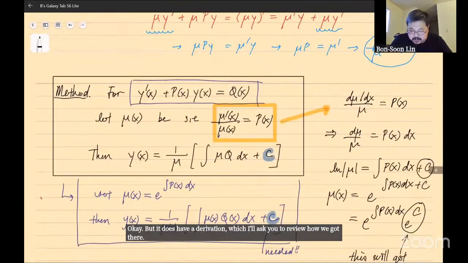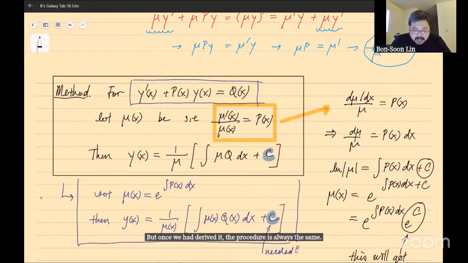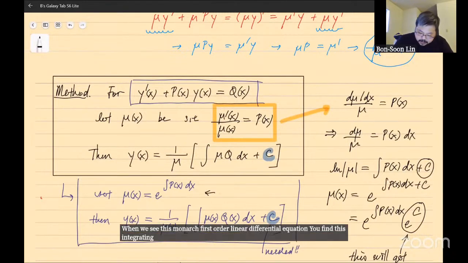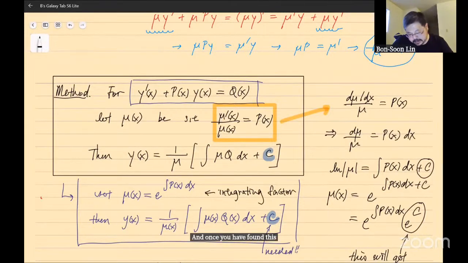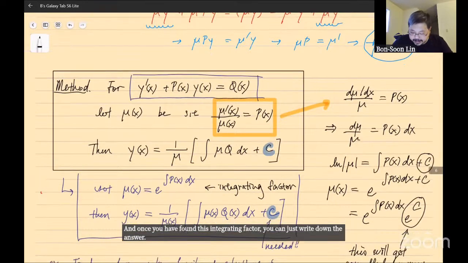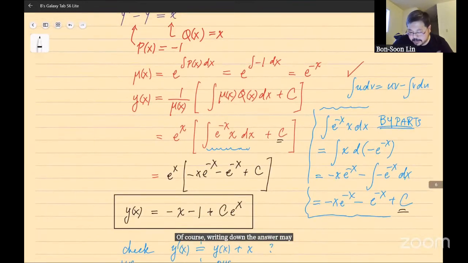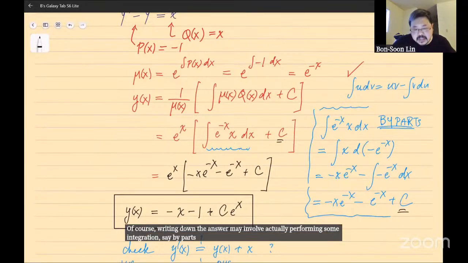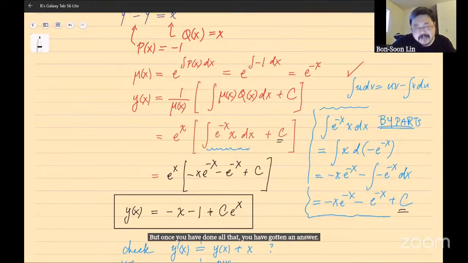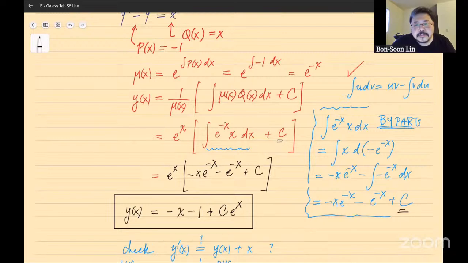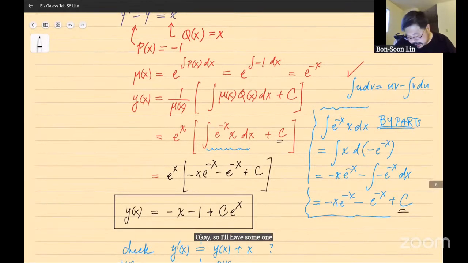But once we had derived it, the procedure is always the same. When we see this monic first order linear differential equation, you find this integrating factor. This is the integrating factor. And once you have found it, you can just write down the answer. Of course, writing down the answer may involve actually performing some integration, say by parts in this case. But once you have done all that, you have got our one parameter family of solutions. Does that make sense? Okay. So I'll have some homework questions for you to try on these.